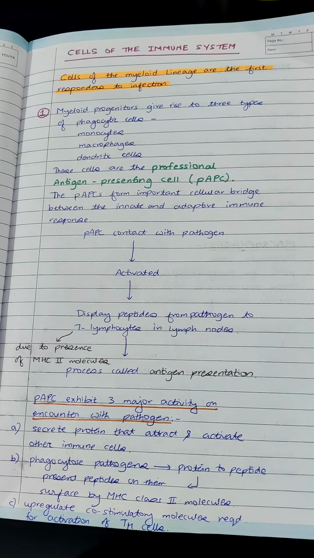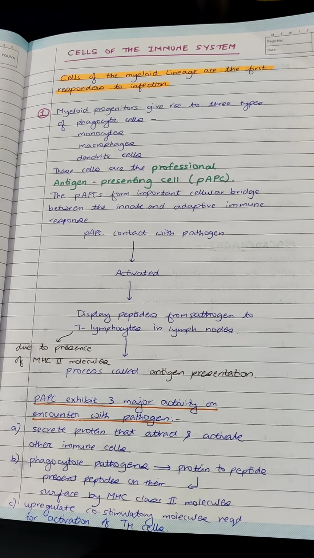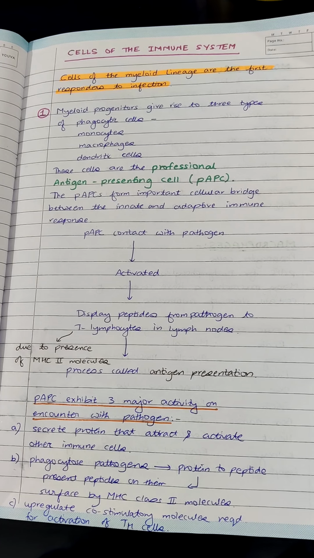How? After coming in contact with the pathogen, the PAPC get activated and they display the peptides from the pathogen to the T lymphocytes in the lymph node. How do they display the peptides? First they engulf the pathogen, then they digest the proteins into peptides and present them over their surface, where they can be recognized by the T cells in the lymph node.